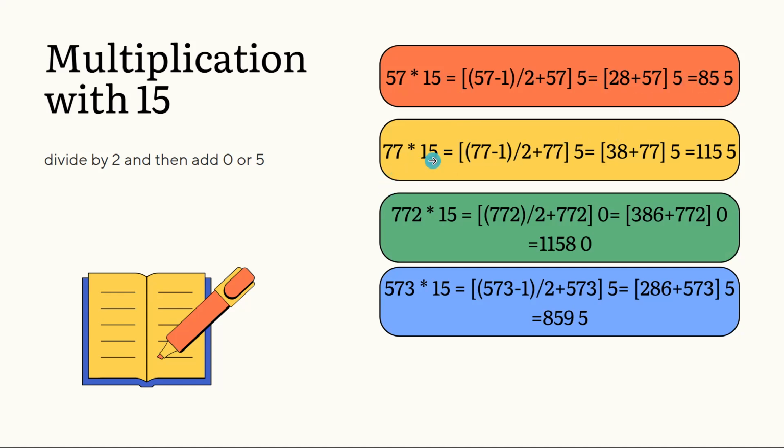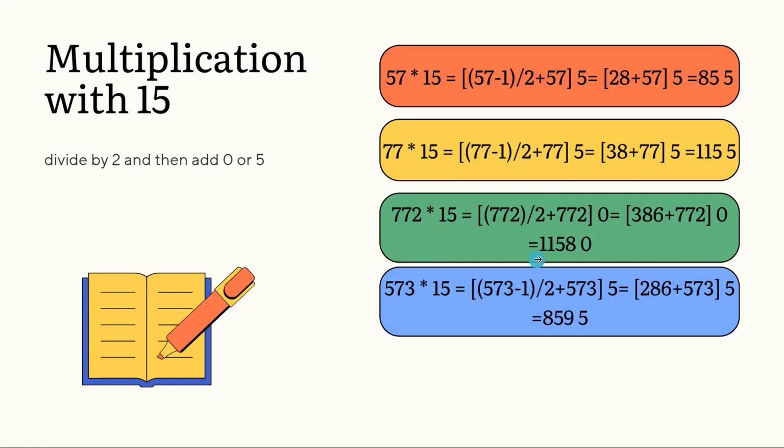Similarly, 77 into 15. So we know 77 is an odd number, it is not divisible by 2. So 77 minus 1, that is 76. So what is 76? 76 is the multiple of 38. So 38 plus 77 is 115, right? And then 7 into 5 would be 5. So 1155, right? Then 772, now this is an even number, this is divisible by 2. So 772 by 2 gives 386. 386 plus 772 is 1158, and then 2 into 5 would be 0. So last digit should be 0, right?